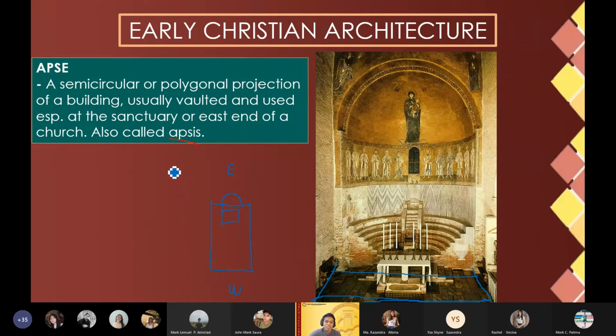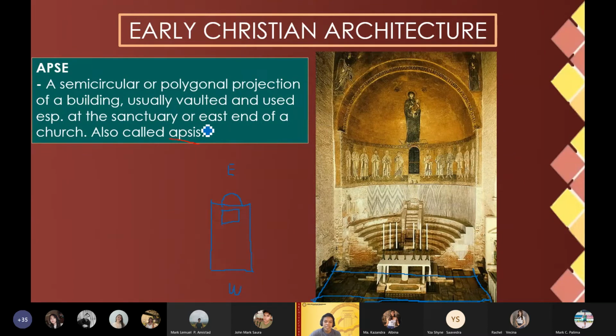Some are also polygonal, hexagonal. I think the common one is the hexagonal or octagonal. But mostly, it takes a curvilinear form. So that's the apse: a semicircular or polygonal projection of a building, usually vaulted, used at the sanctuary or east end of a church.